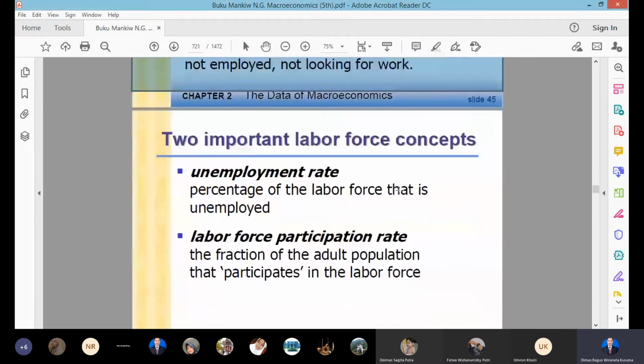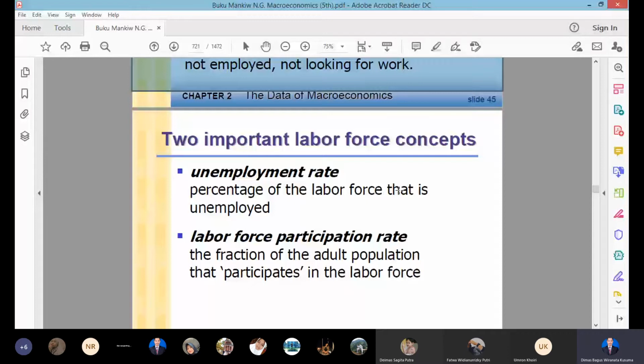Okay, two important labor force concepts are the unemployment rate and the labor force participation rate. For this regard, we are talking about the people who are in the labor force, not non-labor force. So you are excluded from this topic actually. Unemployment rate means the percentage of the labor force that is unemployed. I think you understand this one. And labor force participation rate is the percentage, the share, of the adult population that participates in the labor force.